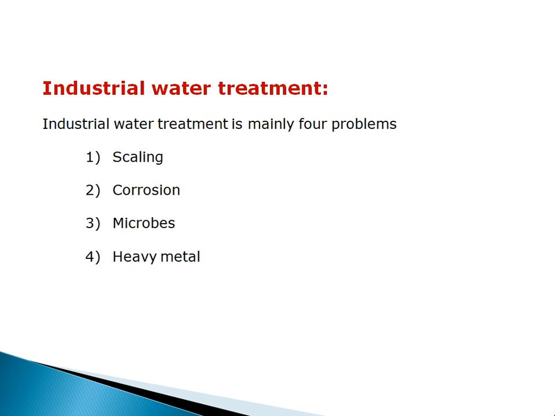Next, we will discuss the major problems in industrial water treatment. Industrial water treatment is mainly for four main problems: scaling, corrosion, microbes, and heavy metals.